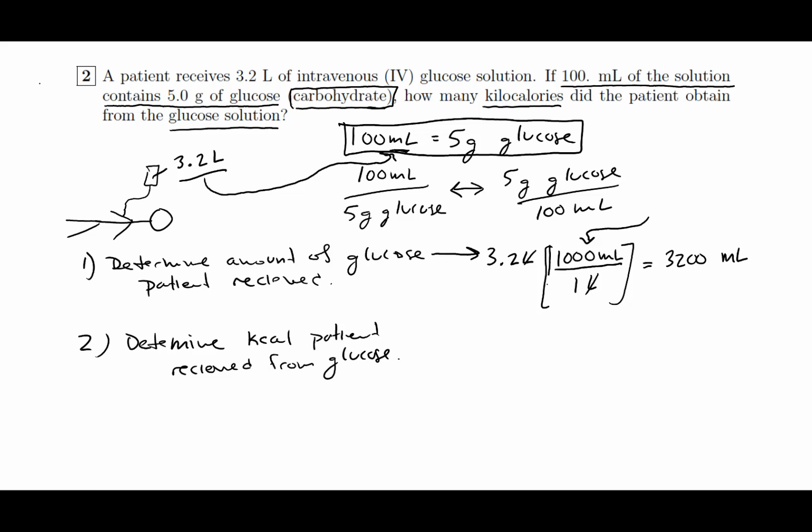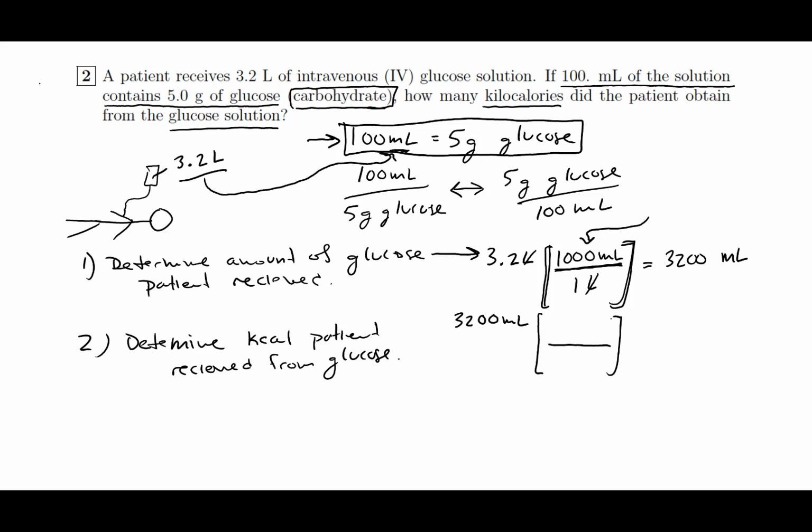So if you're trying to write your metric conversion and you're having trouble remembering which way it goes, think about which one's bigger and which one's smaller. And you know that there have to be a lot of the smaller ones in the bigger one. Okay, so we know how much of the solution the patient received in milliliters, but that's not what we need. We need to know how many grams of glucose the patient received. So we know that there's 5 grams of glucose per 100 milliliters, so we can write another conversion.